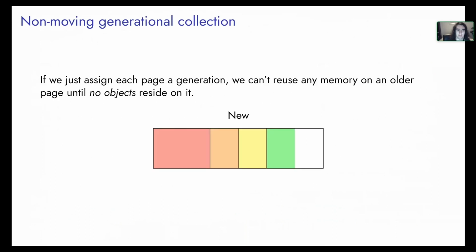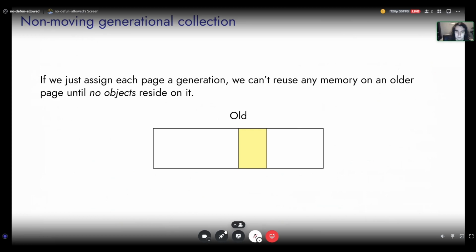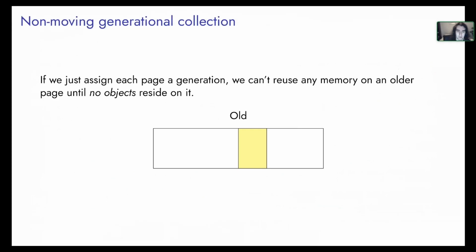So if we were to assign each page a generation like the copying collector, we couldn't actually reuse any memory in an old page until there's no objects on it. So here is a page, it is new, we've allocated some objects on it. When we do a collection, most of the objects go away. We can then keep allocating onto it, but then disaster strikes when we try to promote it to old. We cannot use any of the space anymore because we cannot put new objects on an old page.